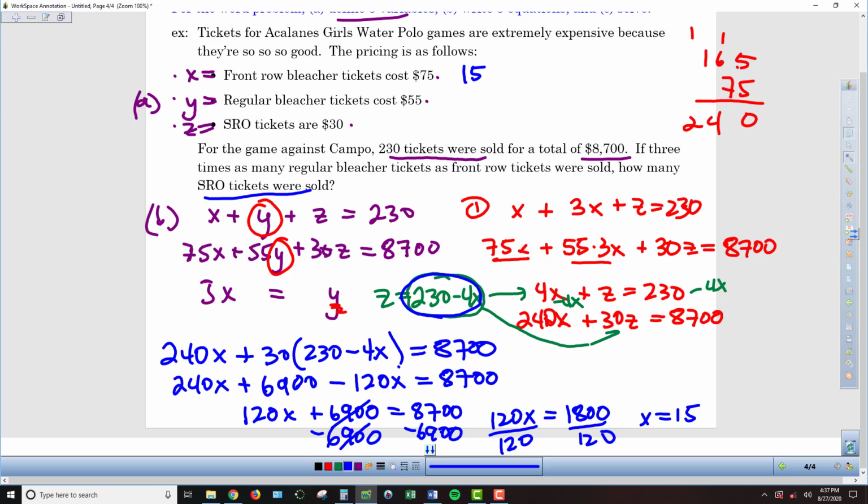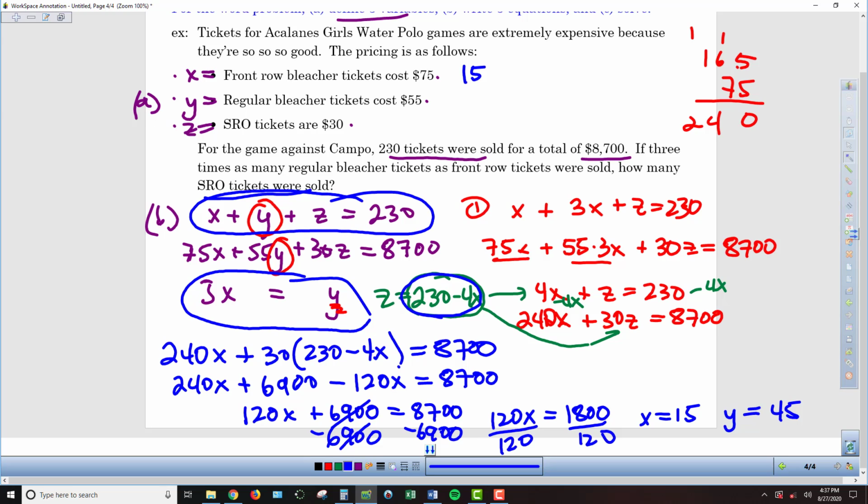We're asked to find how many standing room only tickets were sold, so we eventually need to figure out what z is, but we're going to have to figure out what y is first. I've got 3x equals y, so y is going to be equal to 3 times 15, so that's 45. And then my easiest pathway is to come up here to this equation, and I can say 15 for x plus 45 for y plus z has to equal 230. And then 15 plus 45 is 60.